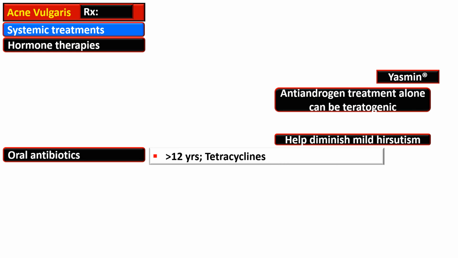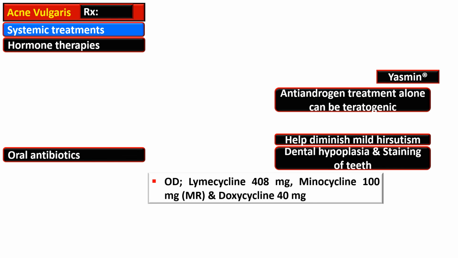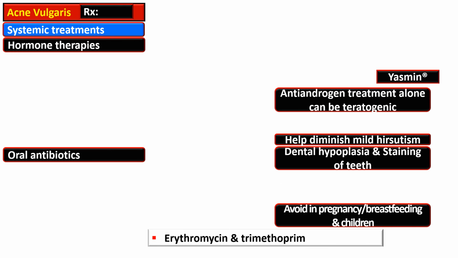The mainstay of treatment, antibiotic treatment for acne is oral tetracycline, and it is given to the patient more than 12 years of age because in the patient below this age group, it is associated with dental hypoplasia and staining of the teeth. The treatment of oral antibiotic should be given for about 6 to 12 months. Once daily preparations of lymecycline 408 mg, minocycline 100 mg, and doxycycline 40 mg are given and are more convenient to use than twice daily preparations of tetracycline and oxytetracycline.